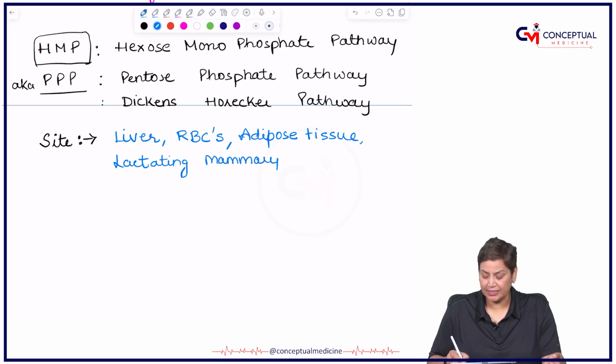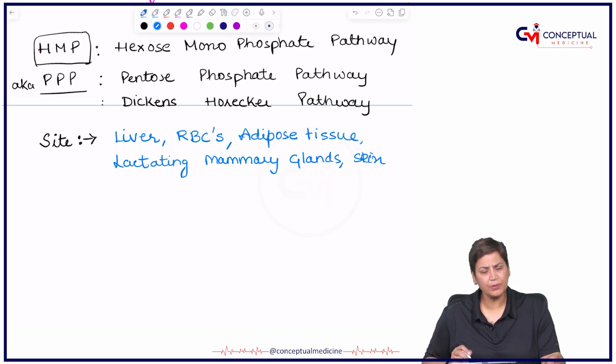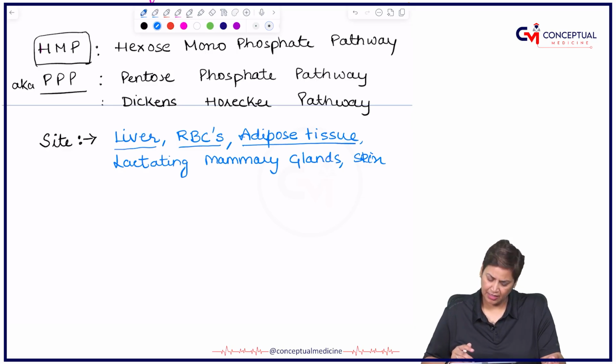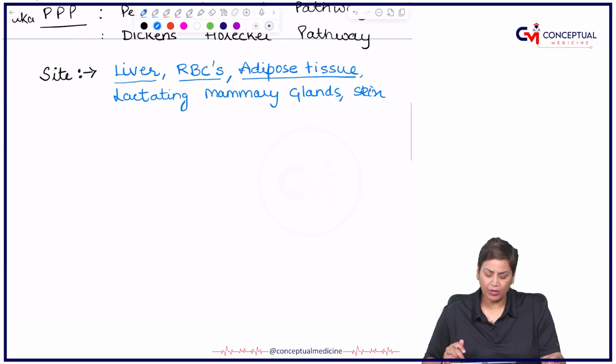And it plays an important role in the skin. But the most important role is played in the liver, RBCs, and adipose tissue. Very, very important. Then another important point is that it consists of two phases. And what are those phases?